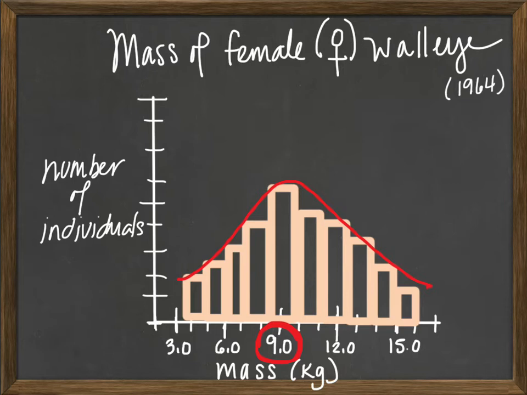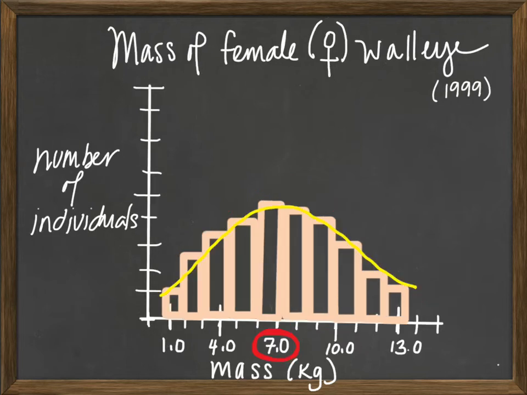Okay, great. What do we see? Well, we see that the mode of the data, the highest bar, the measurement that has the most individuals, is about 9 kilograms. That's a nice sized fish. That's about an 18-pound walleye. That's a good fish. Now, interestingly enough, we have more recent data, not totally updated, but more recent at least. We have mass of female walleye from that same body of water from 1999. And what do you see?